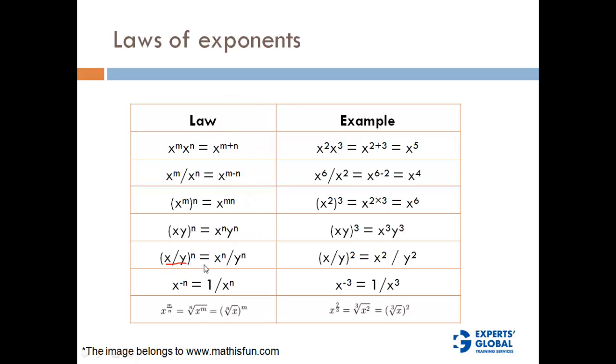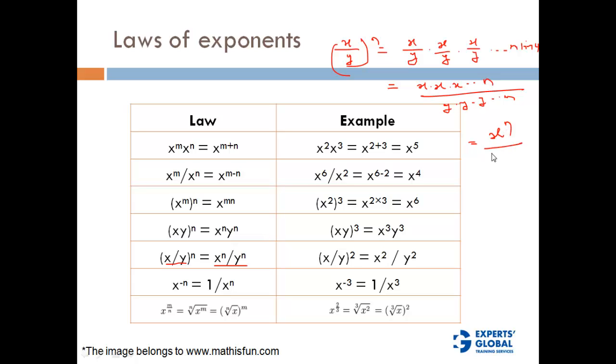x divided by y raised to n. Similarly, we are going to get x raised to n divided by y raised to n. x divided by y raised to n is x divided by y, x divided by y, x divided by y, like that, n times, which is same as x into x into x n times divided by y into y into y n times. That means it's going to be x raised to n divided by y raised to n. Let's see an example. x by y raised to 2 is x square by y square.